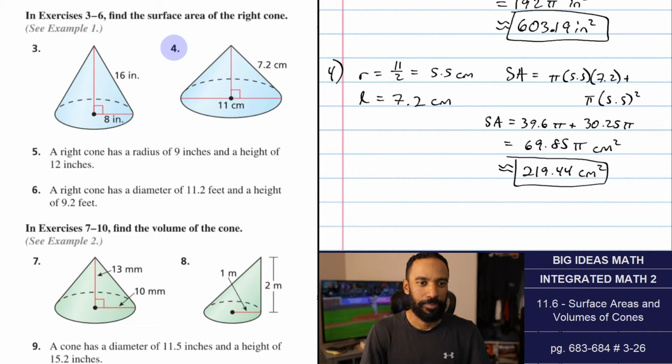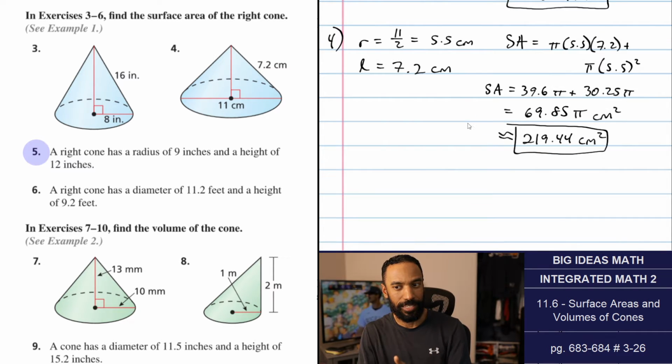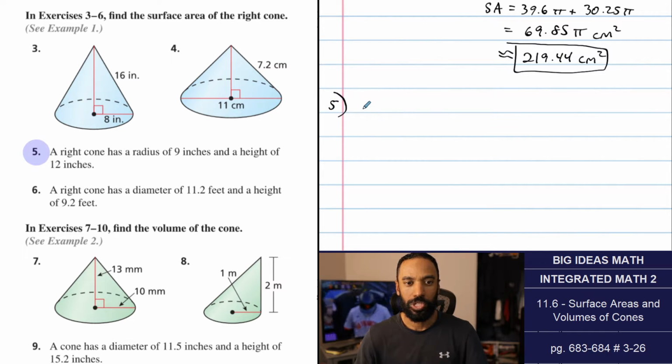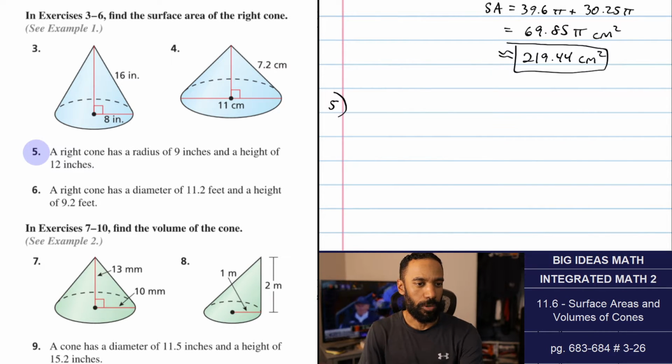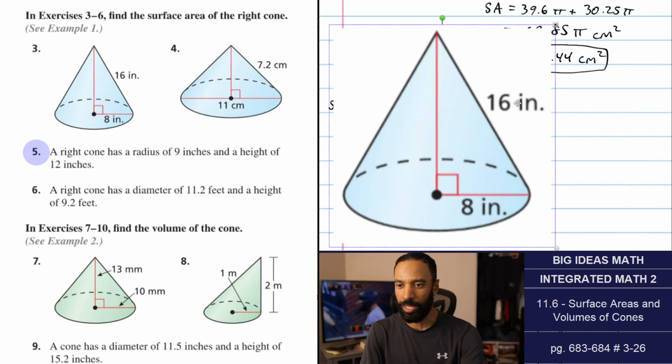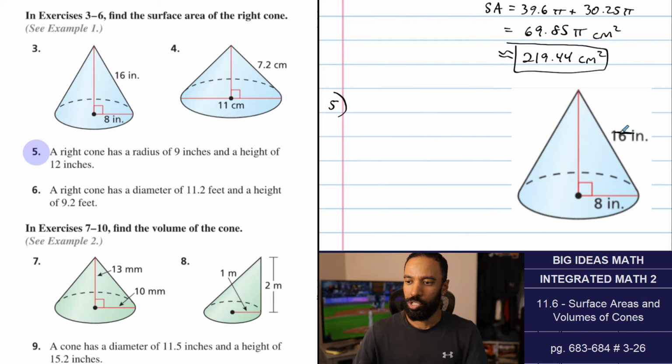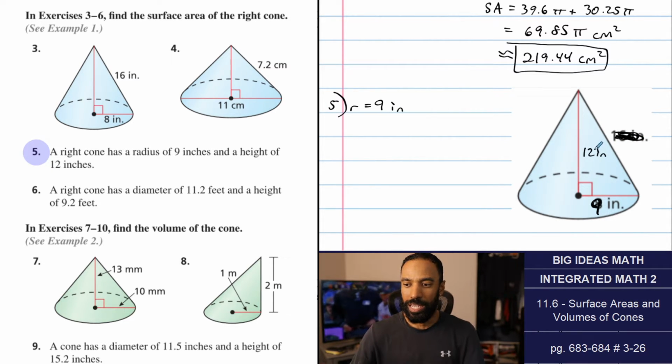Okay, number 5. A right cone has a radius of 9 and a height of 12 inches. Notice they said height. They didn't say slant height, and there's a difference. We're trying to find surface area, not volume. Let me copy and paste one of the cones here, and I can use it later, depending on how often I want to draw it. I'll erase some of these other numbers. So on this one, they give you a radius of 9 inches. They give you the height, not the slant height. This is 12 inches. We need the slant height.